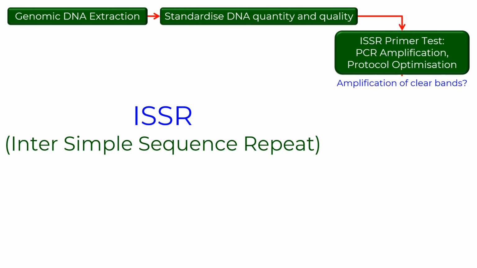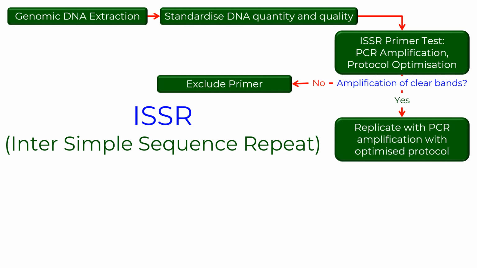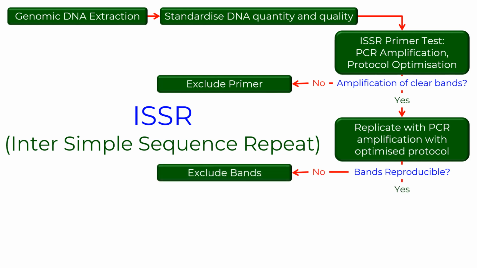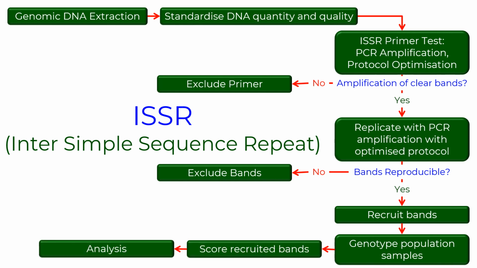Now, if the amplified bands are clear, then we can proceed with the next steps. Else, we'll need to exclude the primer. The next step is to replicate with PCR amplification with the optimized protocol. Then, if the bands are reproducible, we can proceed with the next step. Else, we'll need to exclude bands. The next step will be to record bands, genotype population samples, and then score the recorded bands and analyze them.